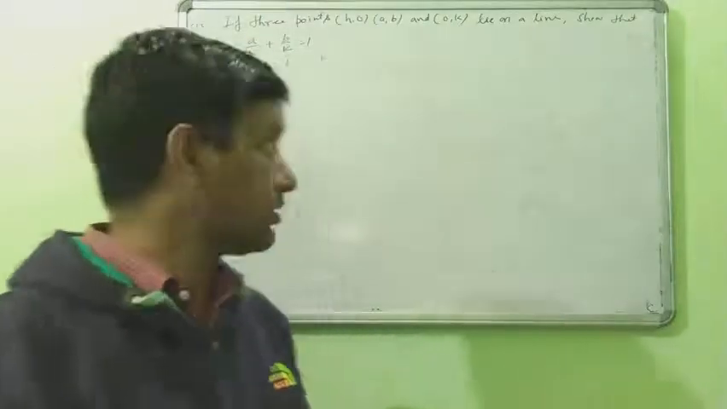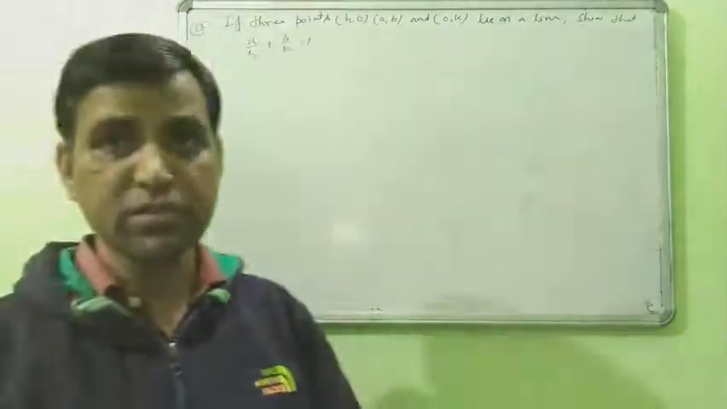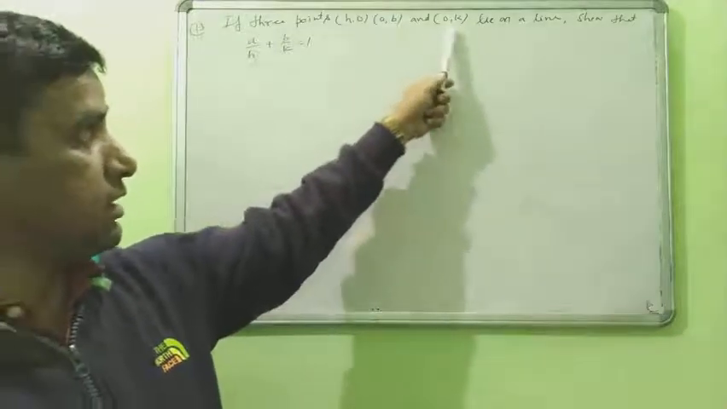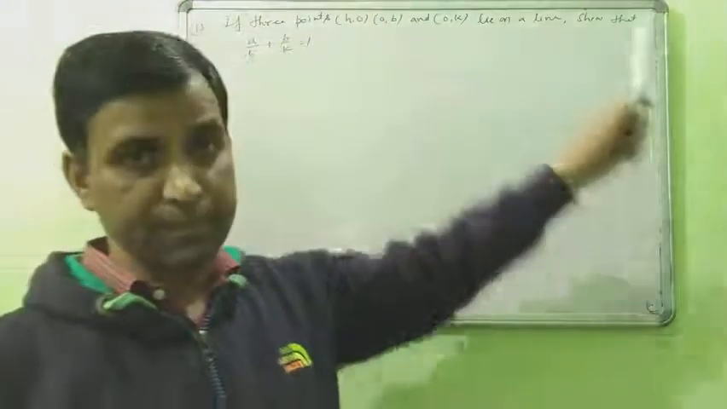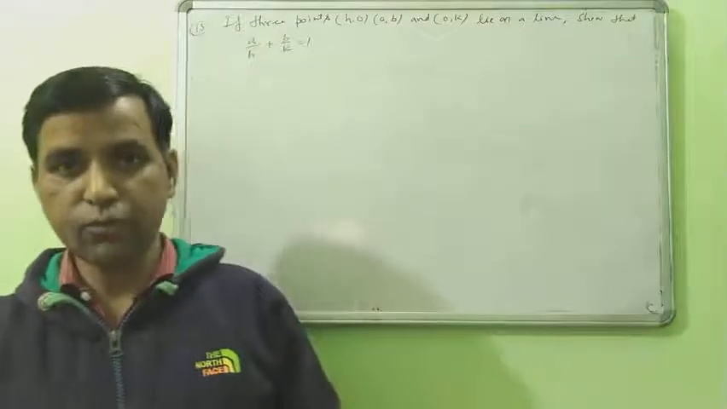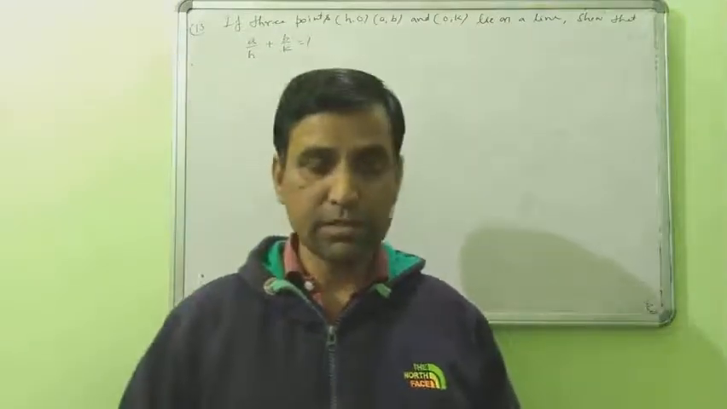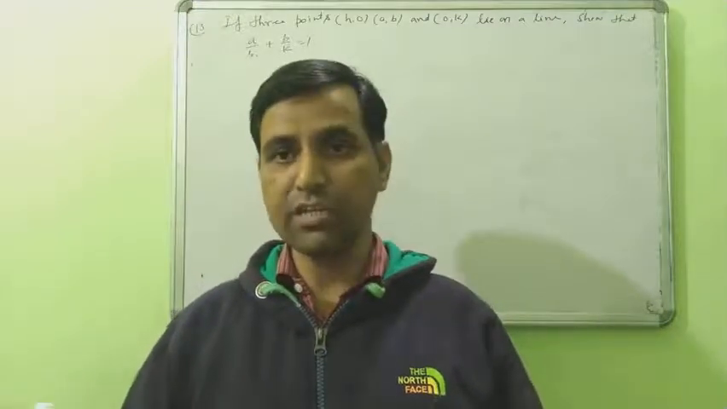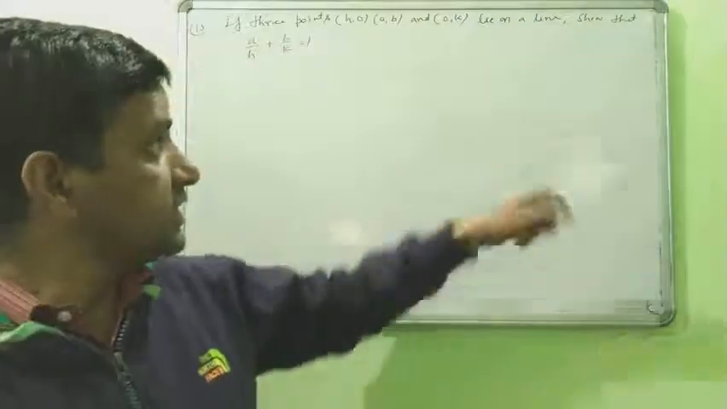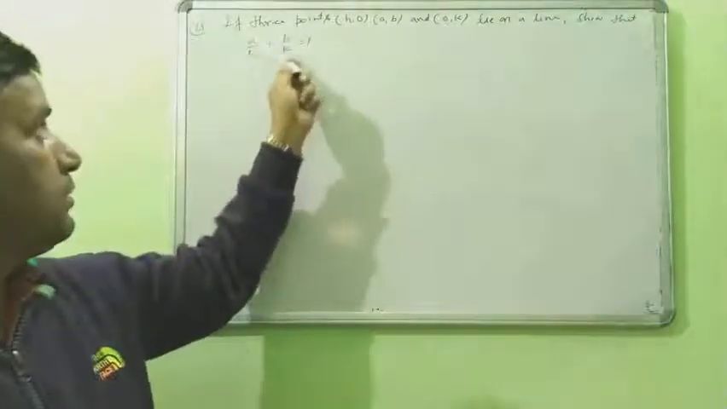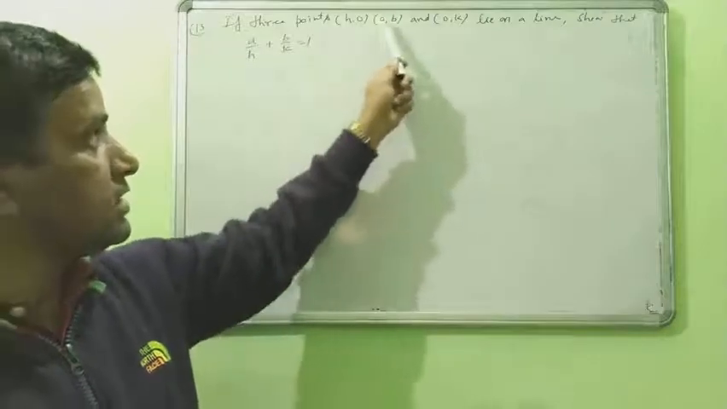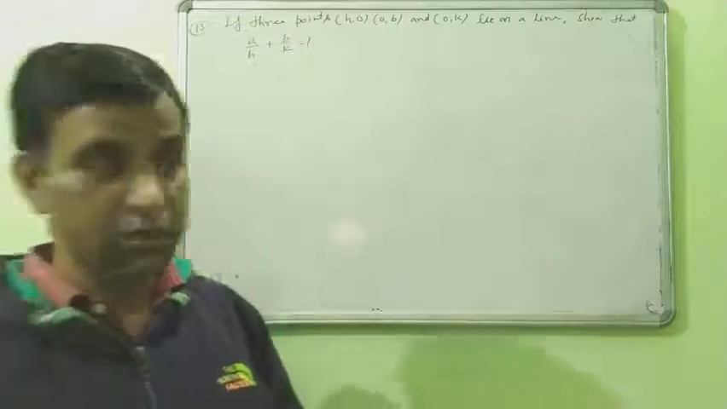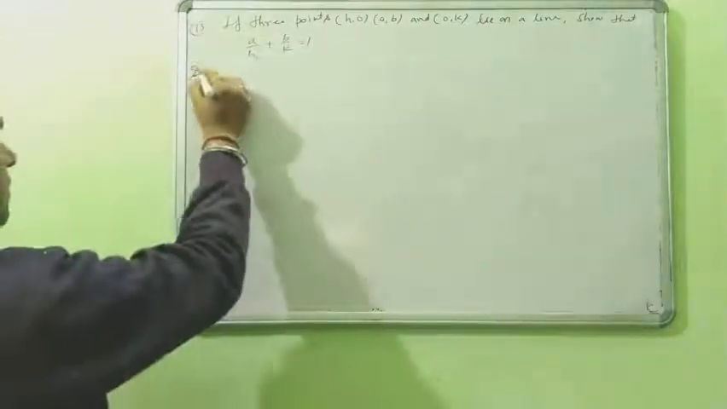Taking question number 13. This is a different type of question: if three points, first, second, third, lie on a line. You know when 3 points, 4 points, or 5 points, any number of points lie on a straight line, it means these points are collinear points. Understand me? Second, to show this, you will prove that when the 3 points are collinear, then you will prove these things. Understand? Yes, now start the solution.